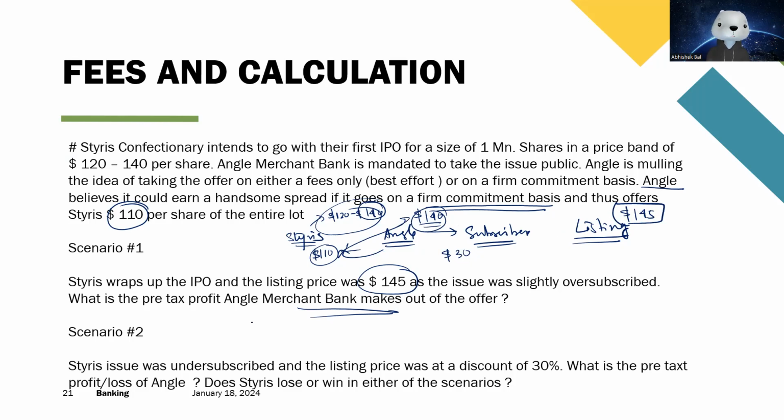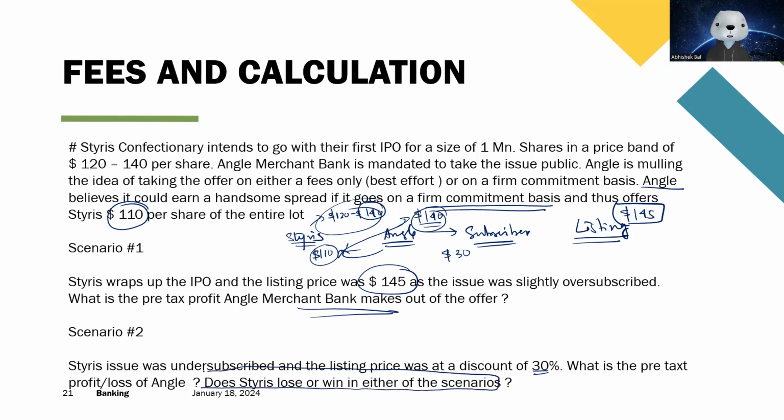Scenario number 2. If it is undersubscribed and the listing price was at a discount of 30%, what is the pre-tax profit or loss of Angle? Does Stylus lose or win in either of these scenarios? So let's first answer this question first. Does Stylus lose or win in either of these scenarios?